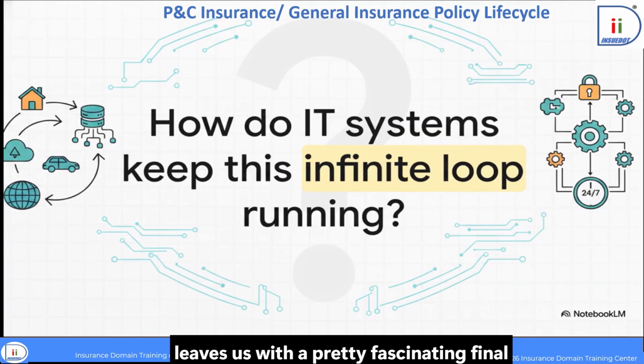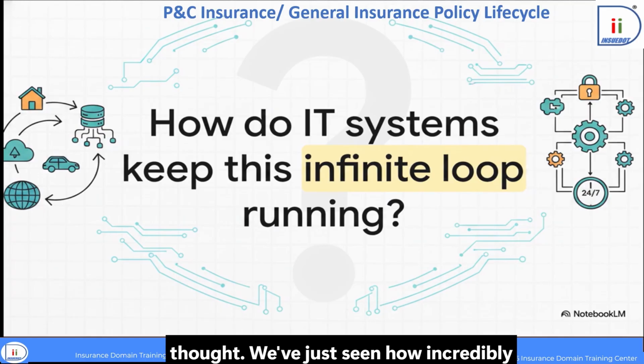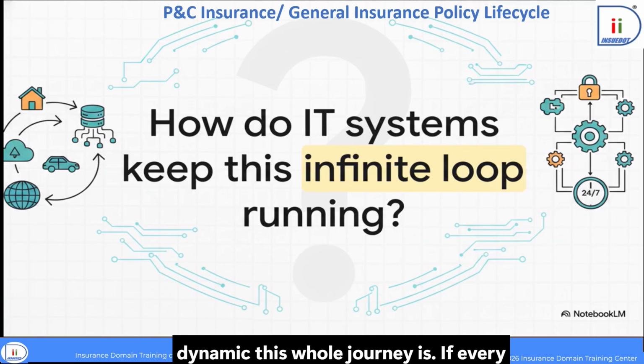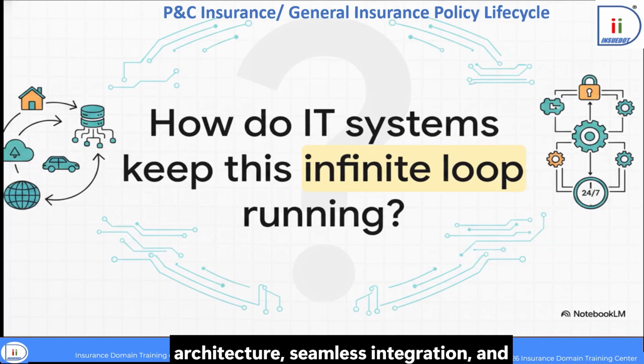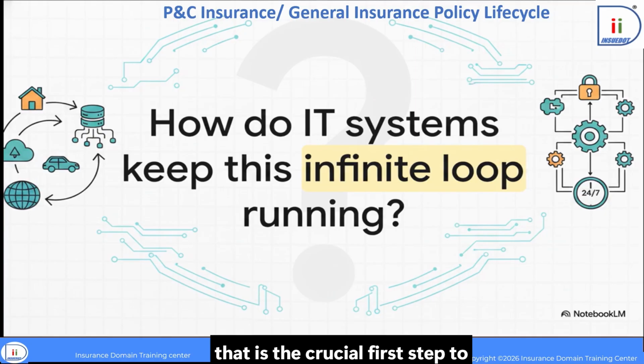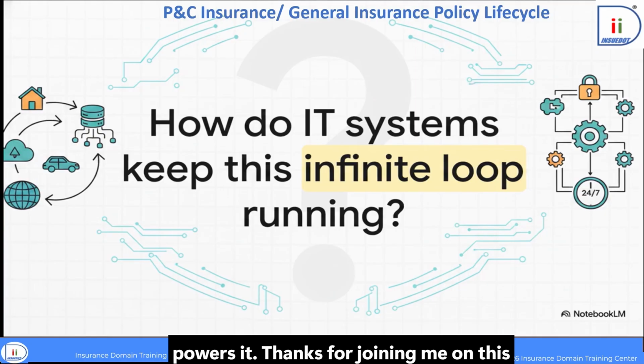Which leaves us with a pretty fascinating final thought. We've just seen how incredibly dynamic this whole journey is. If every single renewal for millions of global customers triggers a fresh wave of data updates, complex risk reassessments, and intricate billing cycles, how do modern IT systems keep this infinite loop running 24/7 without just breaking down? Well, it takes incredibly robust architecture, seamless integration, and absolutely airtight logic. And understanding this business lifecycle, that is the crucial first step to actually building the software that powers it.